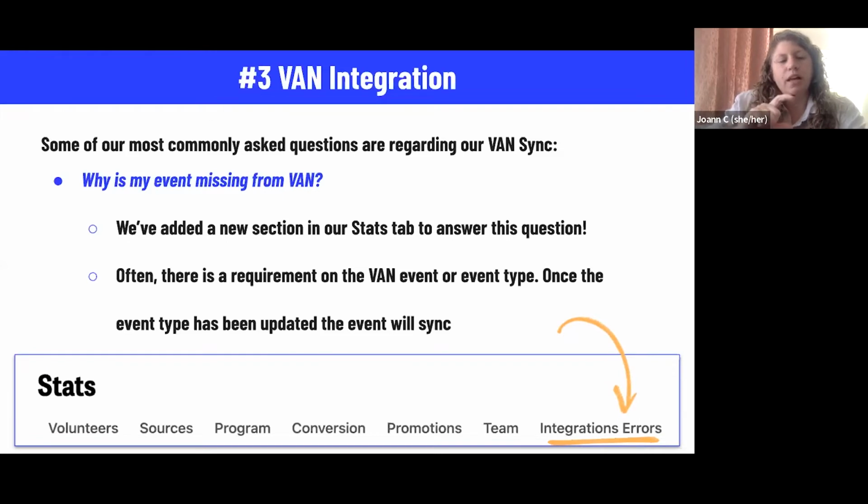If you're an admin on your account, at the very bottom of your tabs on the left-hand side, you'll see stats. And then on the right-hand side of that page, you'll see the integration errors section highlighted here. This is a great place to go to understand why your event is not showing up in Van. There's a good number of reasons why that might not be happening. It might be a setting somewhere, either in Mobilize or in Van. So heading to this page, you'll be able to see the information and see the events affected by this. It might be an event that you might not yet have noticed isn't syncing over. So digging in here is really valuable.